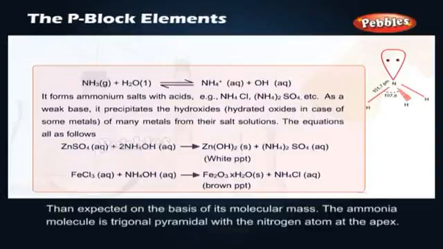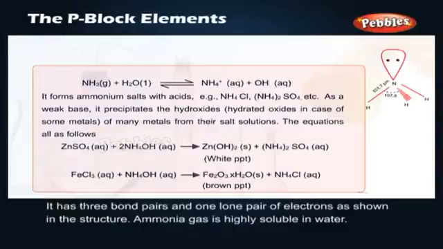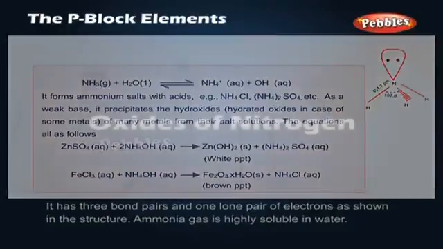The ammonia molecule is trigonal pyramidal with the nitrogen atom at the apex. It has 3 bond pairs and 1 lone pair of electrons as shown in the structure. Ammonia gas is highly soluble in water.